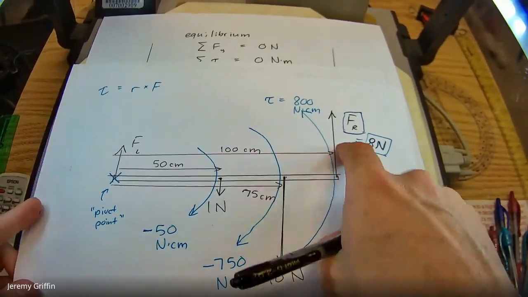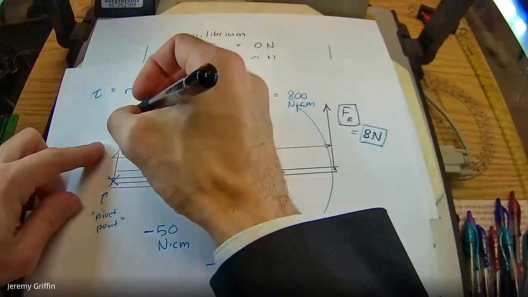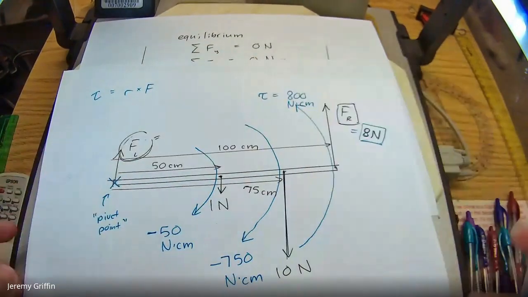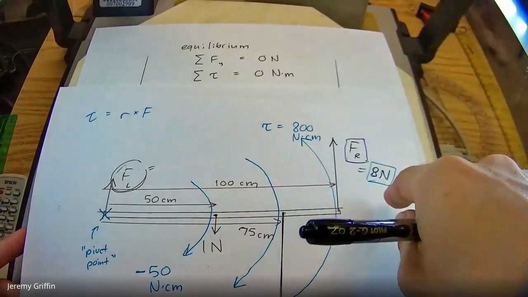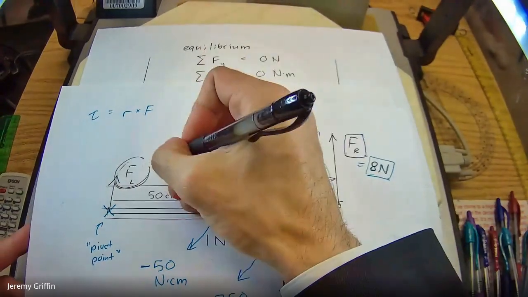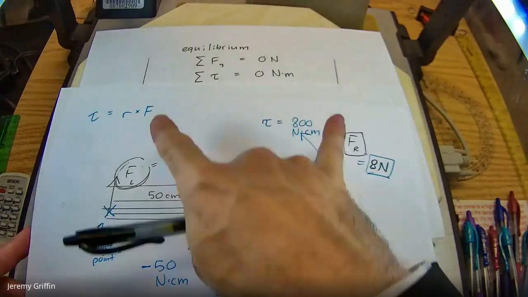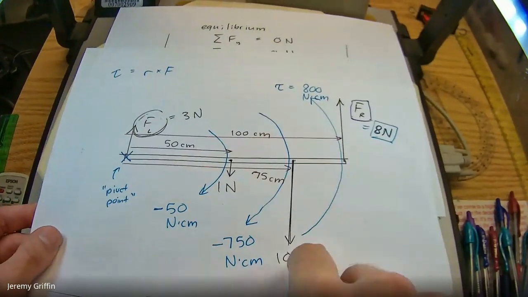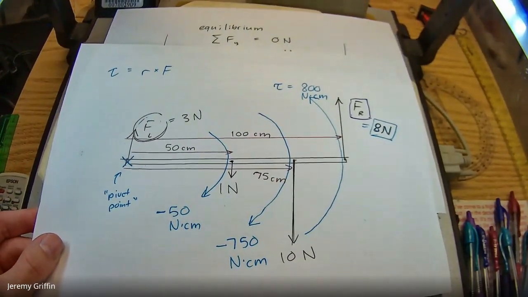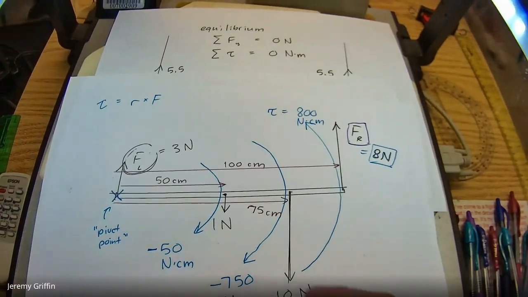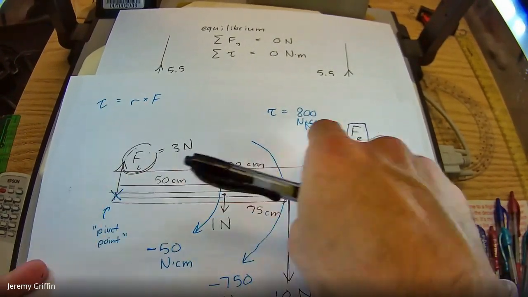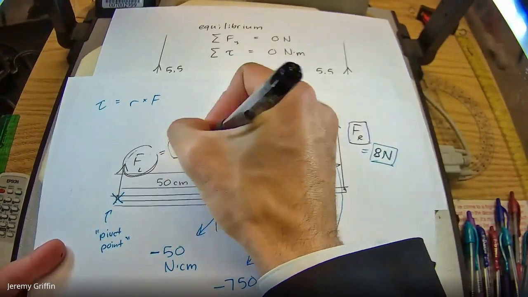And if that's 8 newtons up, then what does the left force have to be? 3. Yes, because 8 plus 3 newtons would be 11 newtons up, and I've got 1 plus 10 newtons pulling down. You see 11 up, 11 down, it balances out. So we just solved that problem. This string better be 3 newtons, and this better be 8 newtons.